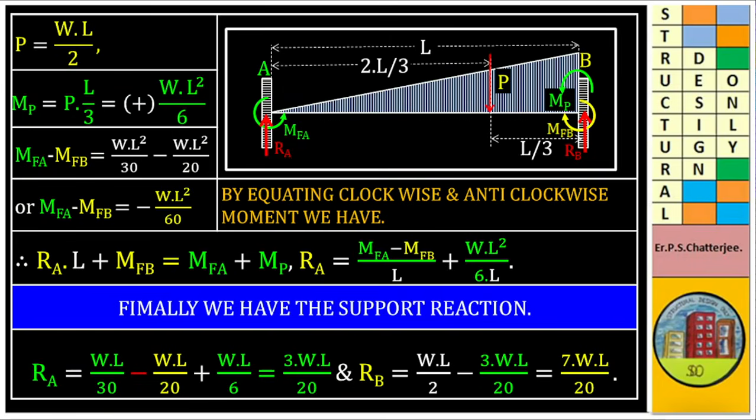Finally, we have support reaction RA is equal to WL by 30 minus WL by 20 plus WL by 6, which is equal to 3WL by 20, and RB is equal to W into L by 2 minus 3WL by 20, which is equal to 7WL by 20.